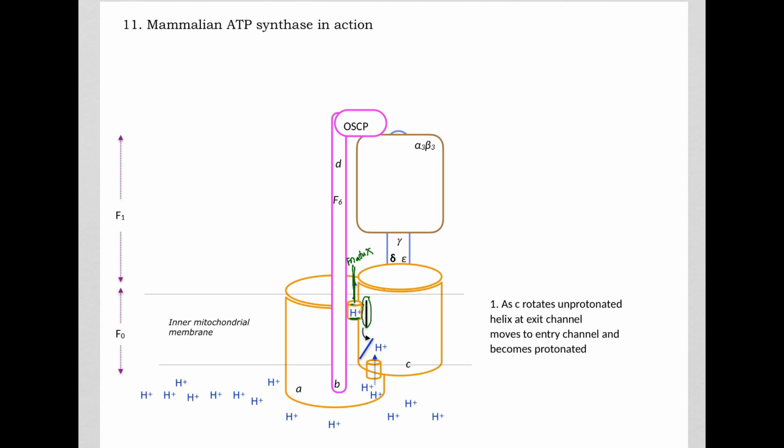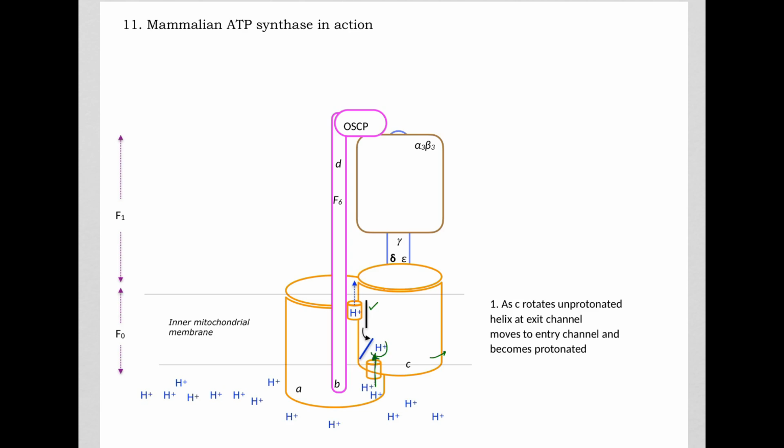And remember, in the matrix, the proton concentration is very low. So this helix is going to be unprotonated. Whatever protons it had before, when it reaches here around this exit channel, it's going to lose its protons and become unprotonated. So as the C ring rotates, this unprotonated helix now faces the entry channel.